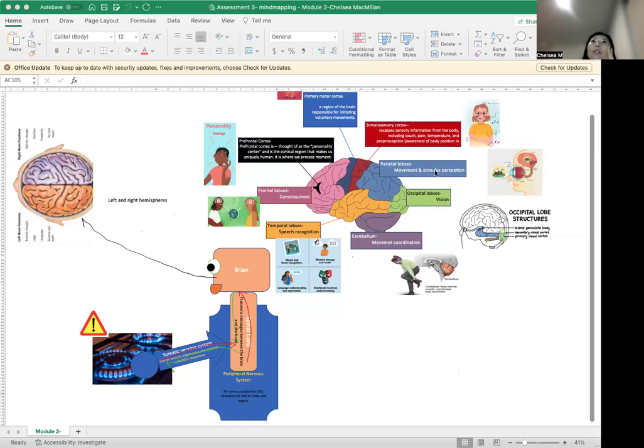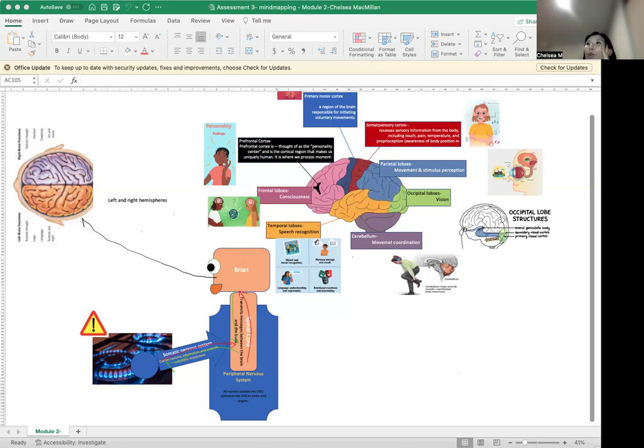The parietal lobe, which you can see over here, is in charge of movement and stimuli perception. Whatever things you see are processed over here. And also the occipital lobe, which is responsible for visual processing. And the last part is the temporal lobe, where speech recognition happens.